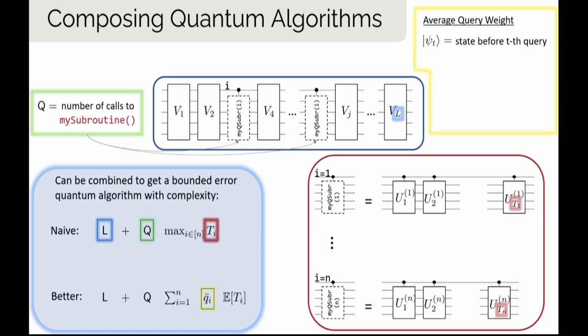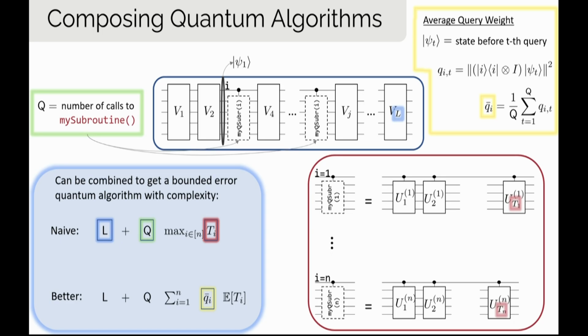So if psi t is the state before the tth query, for example, the state just before we do the first query would be called psi 1. Then we'll define qit to be the probability, if we measured that state, that we would find we were about to query the ith subroutine. And then qi bar will just be the average over all queries of this. So this qi bar is a bit like the quantum analog of the average probability that you query the ith subroutine at any query.